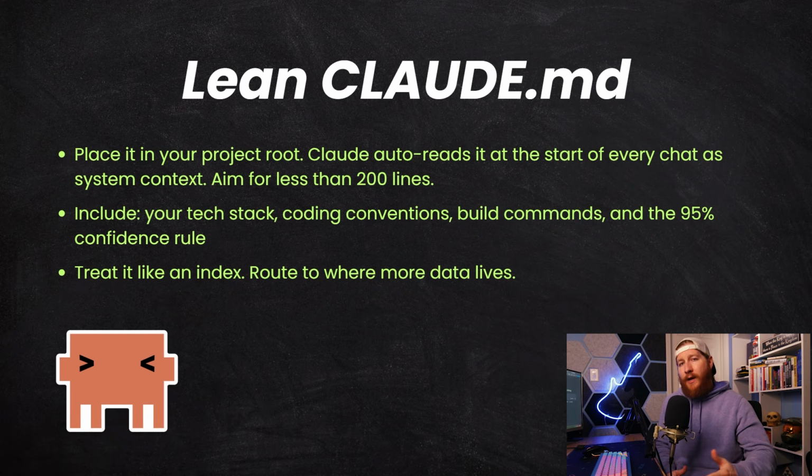This is where you're going to want to go in and clean up your Claude.md file. Make it as clean and lean as possible. Place it in your project root, and Claude auto reads it at the start of every chat as system context. If you can, aim for less than 200 lines, because that's going to be a good amount of tokens at 200 lines every single prompt. Include your tech stack, coding conventions, build commands, and the 95% confidence rule. Treat it like an index, that way it can route to where more data lives instead of having to find the data. You're pointing directly where it needs to go.